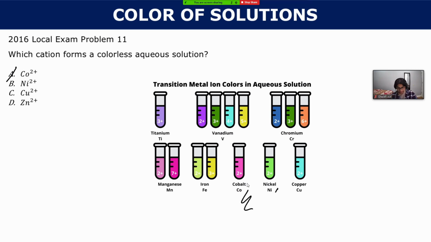Nickel 2+ is right here. It's going to be colored. Copper 2+ right here. It's going to be colored. And then zinc. Zinc is not on here, so it must be D. And we are correct. All right, we have a few more.